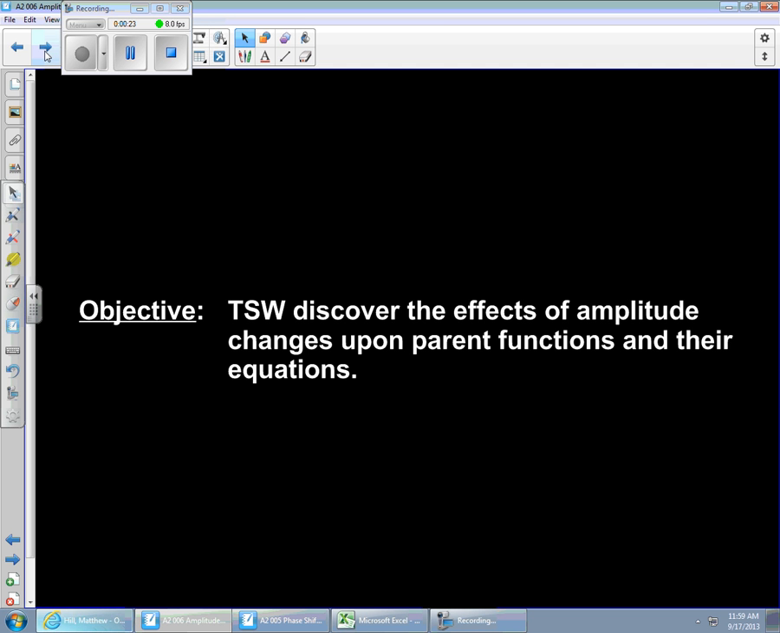All right, our objective today will be the student will discover the effects of amplitude changes upon parent functions and their equations. Again, the notes are for September the 18th, so please date them. As always, press pause anytime you need to, and then hit play whenever you're ready to move forward.